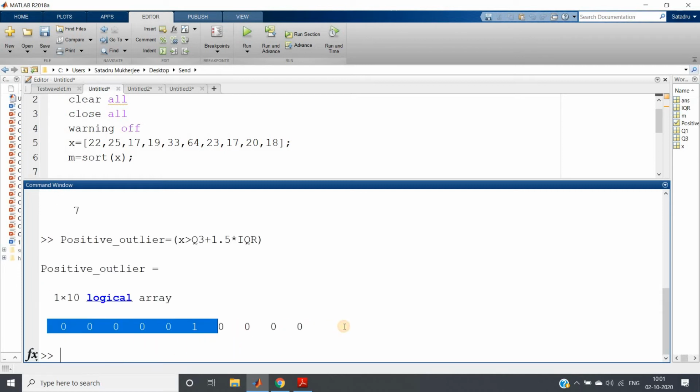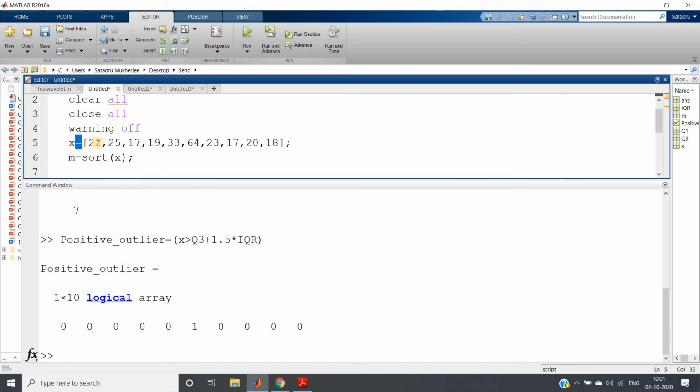See, we are getting one logical array, and this one index we are getting as 1. What is this index? This is 1 2 3 4 5 6. At the 6th index, a positive outlier is present. Let us check in our data set. See, x 1 2 3 4 5 6. See, 64. You can clearly understand 64 is far away with respect to our other data. So 64 is the positive outlier.